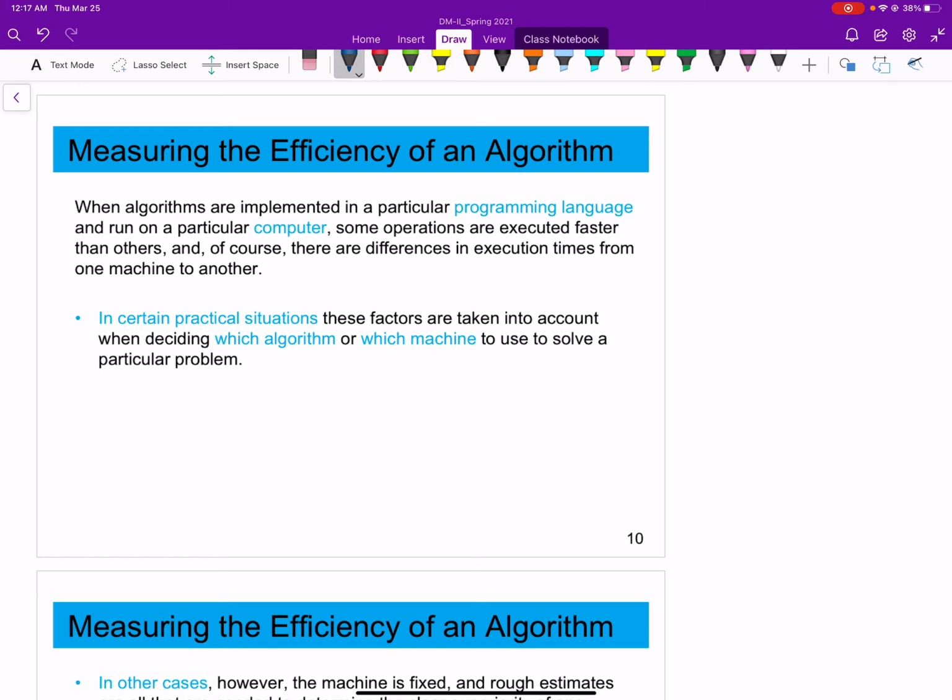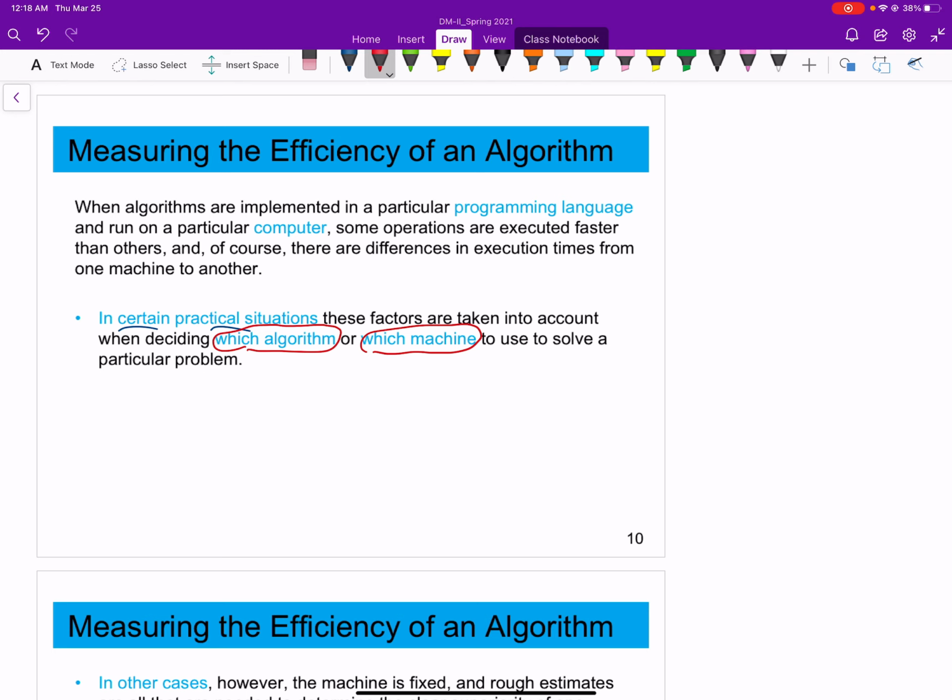In certain practical situations, these factors are taken into account when deciding which algorithm or which machine is used to solve a particular problem. As I explained before, if your algorithm has more for loops, then it's better to find a computer with high processing speed. Let's say your algorithm requires finding the inverse of a matrix, then you need more memory.